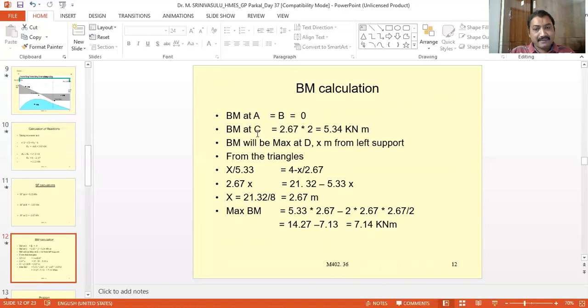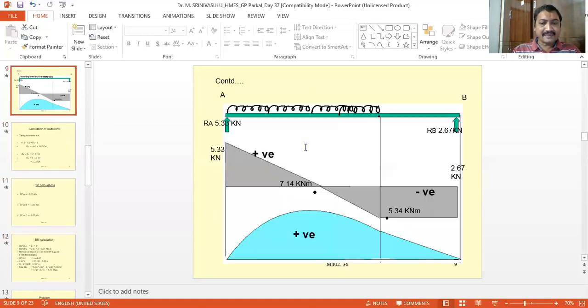The bending moment at point C: we know that only the right support reaction of 2.67 is acting at a distance of 2 meters. So bending moment at point C is equal to 2.67 into 2, that is 5.34 kN-m. That is positive, because it is causing an anti-clockwise moment to the right of the section. Now let X be the distance from the left support to the point D, where the shear force is changing sign. Now we have to find out that X.